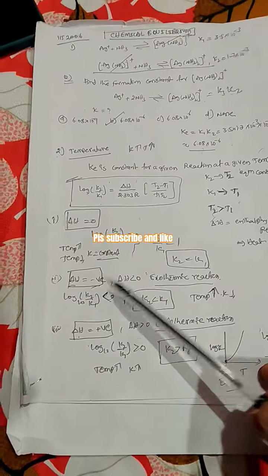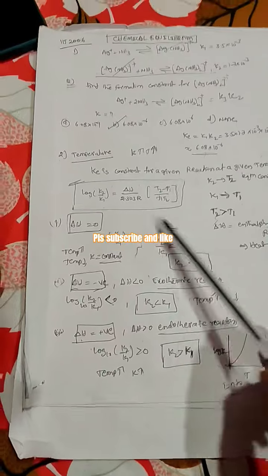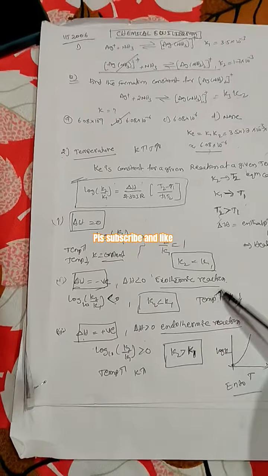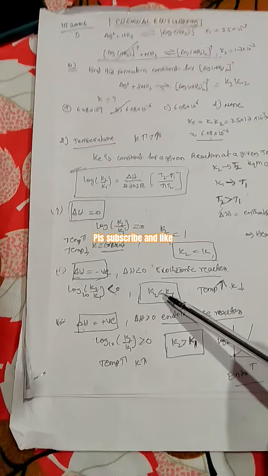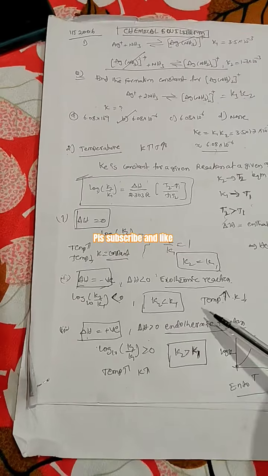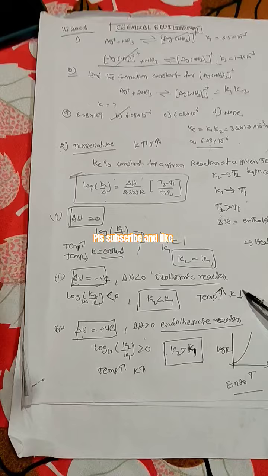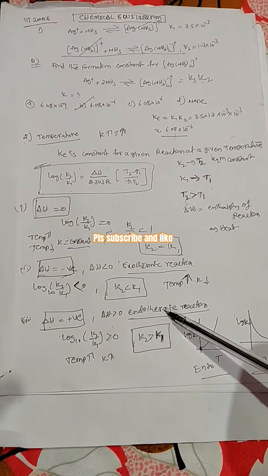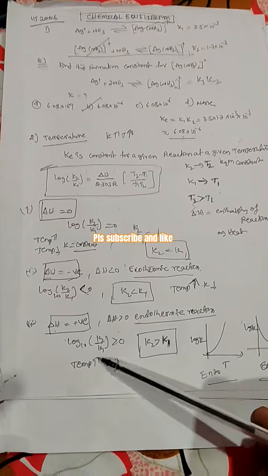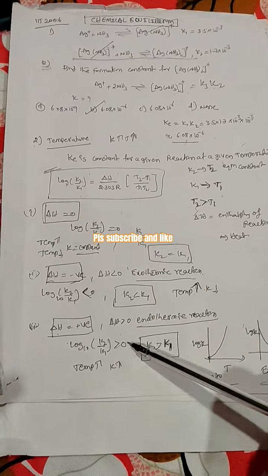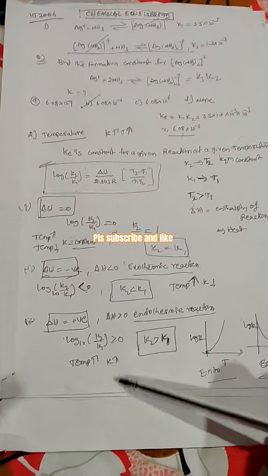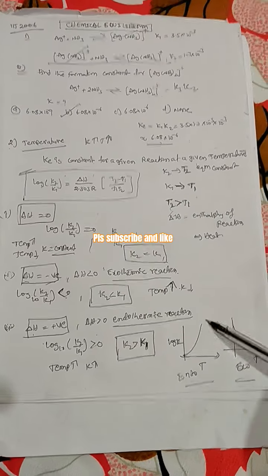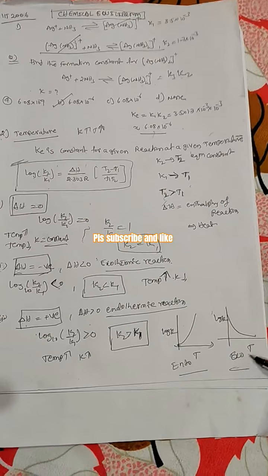If delta H is negative, that means exothermic reaction, log K2 by K1 is less than 0, so K2 is less than K1. If temperature increases, what will happen to K2? It decreases. As temperature increases, the equilibrium constant decreases. If delta H is positive, greater than 0, that is an endothermic reaction. Here K2 is greater than K1, so as temperature increases, K increases. For the log K versus temperature graph, if it increases it means an endothermic reaction, and if it decreases it means an exothermic reaction.